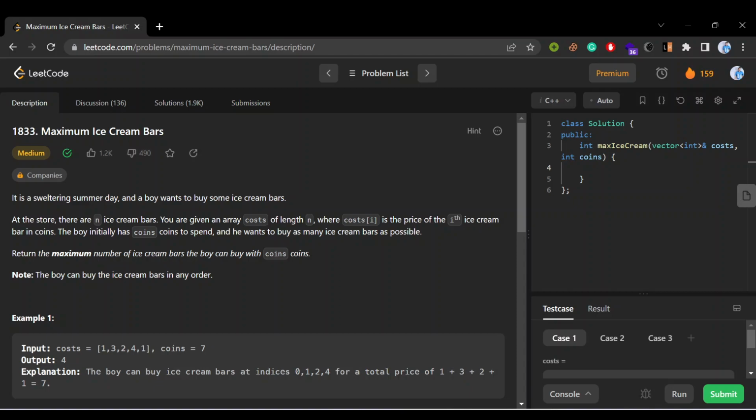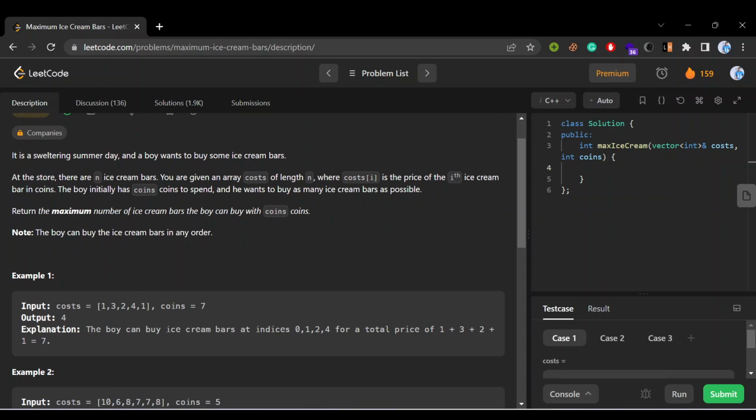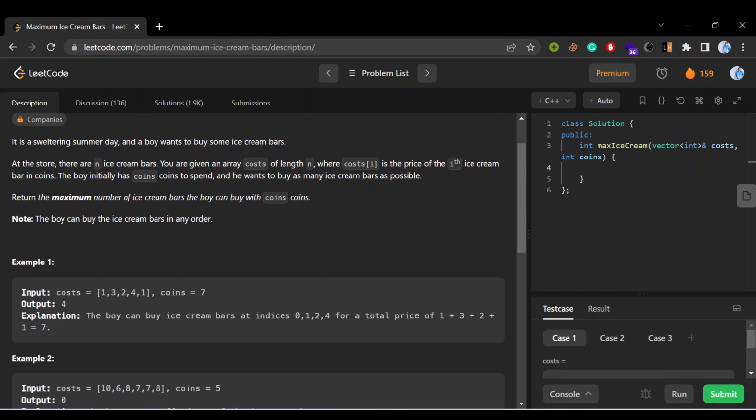So it is a sweltering summer day, a very hot day, and a boy wants to buy some ice cream bars. At the store there are n ice cream bars. You are given an array cost of length n, where cost[i] is the price of the ith ice cream bar in coins. The boy initially has coins. He is given some amount of coins to spend and he wants to buy as many ice cream bars as possible. Return the maximum number of ice cream bars the boy can buy with the given coins.